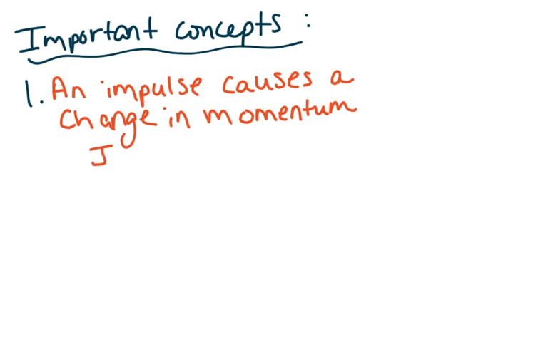So J is impulse, can equal force times time, but it can also equal the change in momentum, which can also equal the mass times the change in velocity. So again, it's just going to depend on what the problem asks you to solve for which part of the equation you're going to use or which strategy you're going to use.